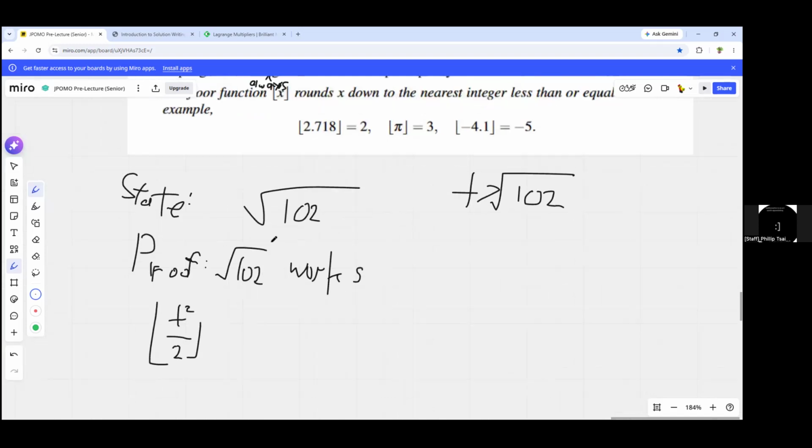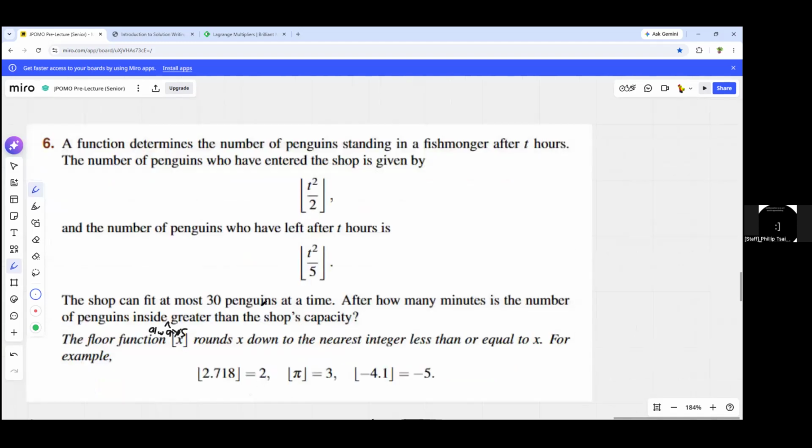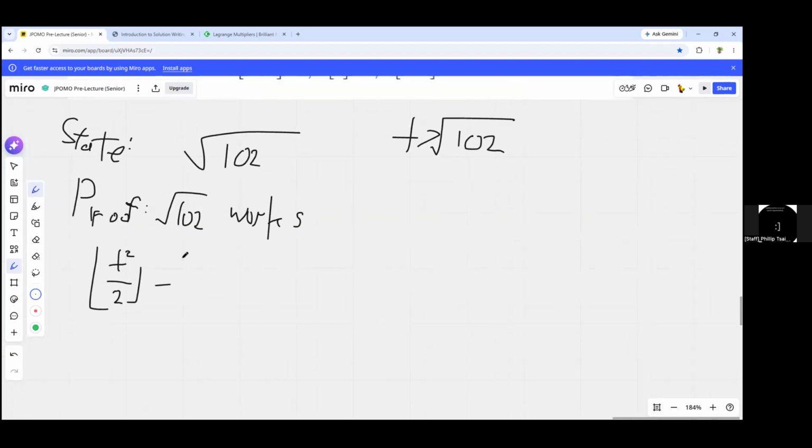And then the number of penguins that leaves the shop after 3 hours is t squared over 5, which means that this is the expression for the total number of penguins at any given moment. Penguins. Sorry.